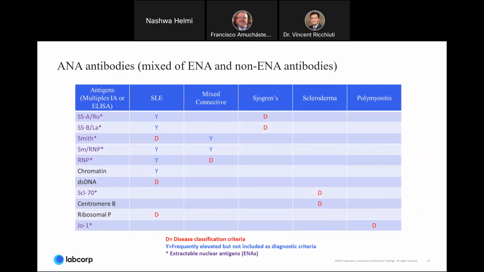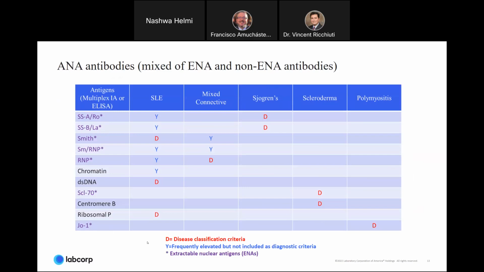And this is a table that summarizes the ANA antibodies. I wanted to show you that table because we still call ANA the test individual antibody panel, because they are a mix of what we call ENA, which is the extractable nuclear antigen, which you will see sometimes, and the non-extractable nuclear antigen antibodies. Those antibodies are listed here, and in purple, I marked the ENAs versus the non-ENAs.